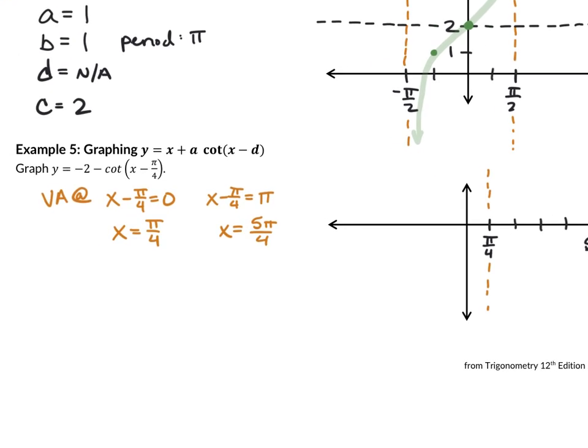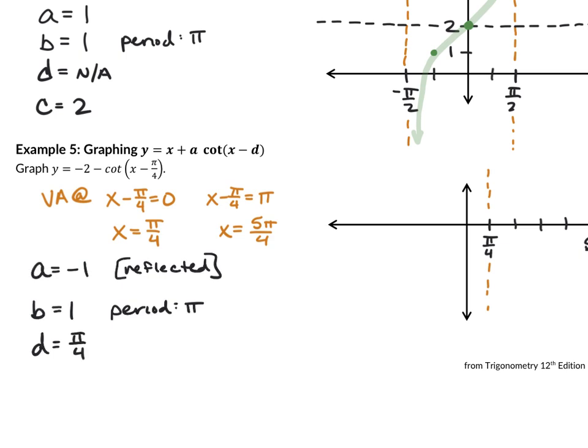Let's see what else happens here. The a value, the number in front of cotangent, is -1, so that for me, again, I need to note to myself that this has been reflected. So cotangent was decreasing, and it's been reflected, so now it should be increasing. The b value is 1, which means that the period is pi. The d value, the phase shift, is pi over 4, which means we should have a phase shift, or scooting away from the y-axis by pi over 4.